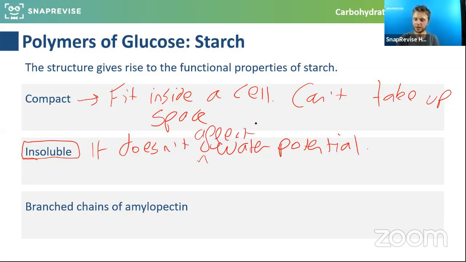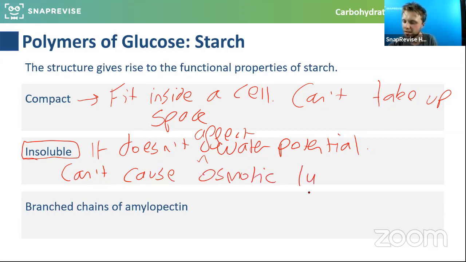So it's insoluble. It doesn't affect water potential and therefore can't cause osmotic lysis. Okay, I would learn that off by heart. So starch is insoluble. It doesn't affect water potential. It can't cause osmotic lysis.